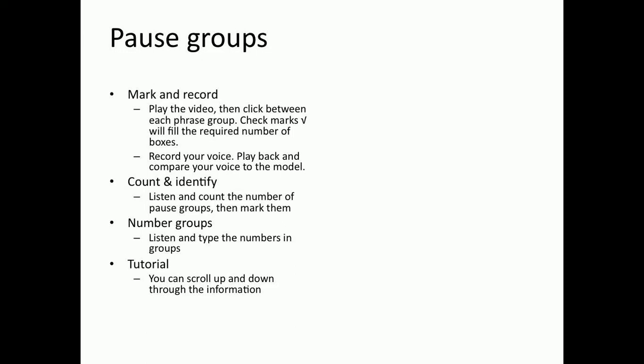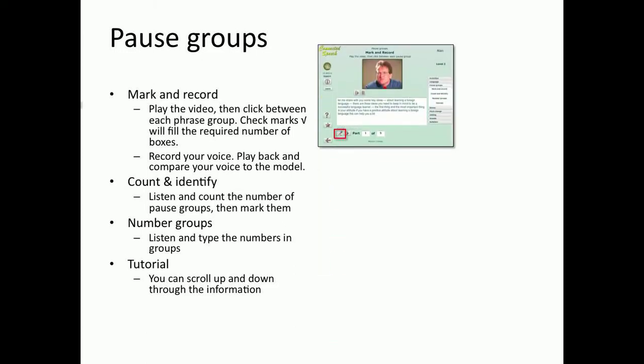Pause groups, mark and record. So what you're going to do is you're going to listen to the video, and then you're going to click between each phrase group. And there'll be a number of check marks. If there are 3 check marks, then it means find 3 pauses. If there are 6 check marks, that means find 6 pauses. And you just put your mouse there and click, and that's where the pauses are. And then at the end, you're going to check your answers. It'll either show you green or red. Green if it's right, red if it's wrong. If it's wrong, you just try it again in your practice mode.